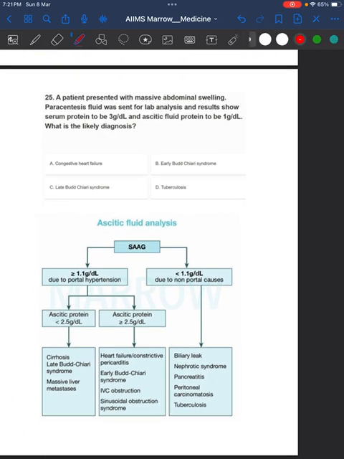Now coming to the next question: patient with massive abdominal swelling. We have done the paracentesis. Serum protein is 3 and ascitic protein is 1. So here we are discussing the SAAG ratio. This is simple. You just have to do serum protein minus ascitic protein. So in this case it will be 3 minus 1, which is 2.